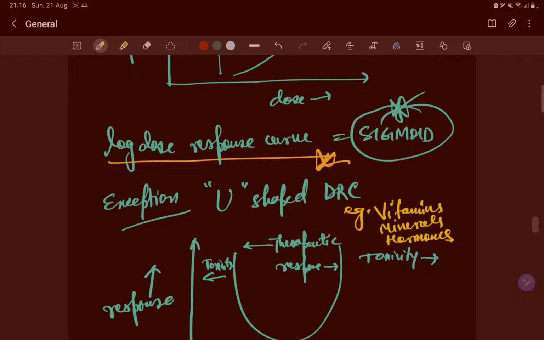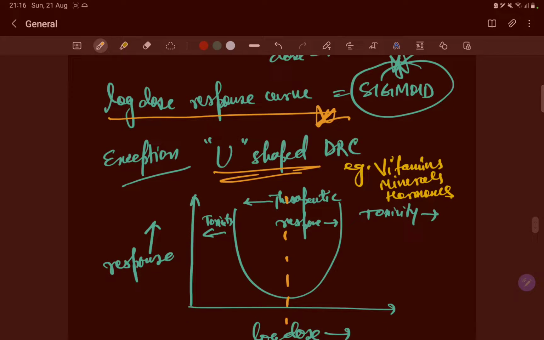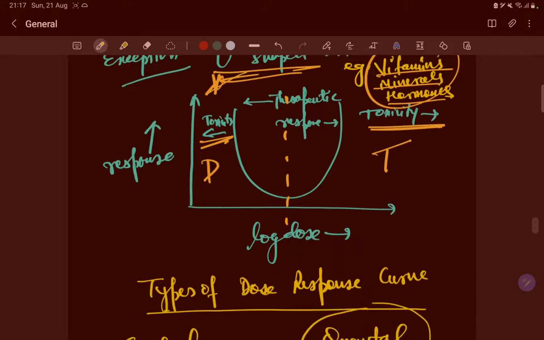Okay, now there are some exceptions, like the U-shaped DRC. Where is it present? U-shaped DRC is present in the minerals, vitamins and hormones, because there is a therapeutic range where the response is present, and outside it, in the low dose there is deficiency or toxicity, and in the high dose also deficiency or toxicity. Low dose deficiency and high dose toxicity. Okay, so this is the U-shaped DRC present in the vitamins, minerals and hormones.